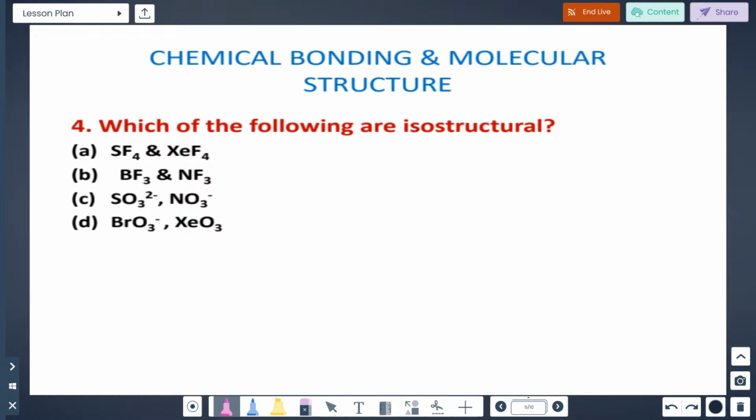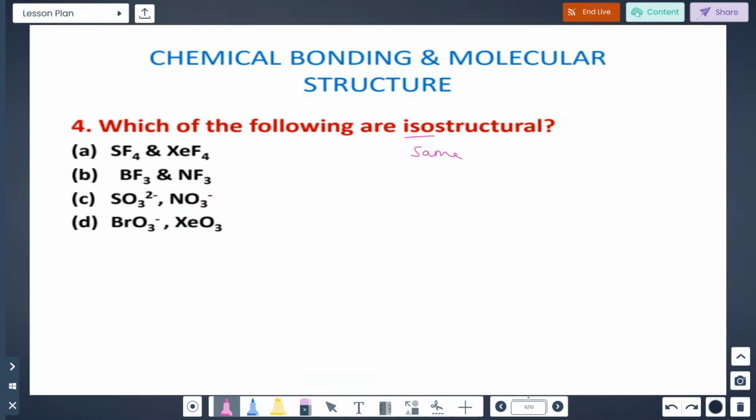Iso means same. Understood? So simply remember: same geometry, same number of electrons, same hybridization. This is called isostructural. So here I am going to find out which compounds have the same structure. If we get the same number of valence electrons, then automatically they are isostructural.